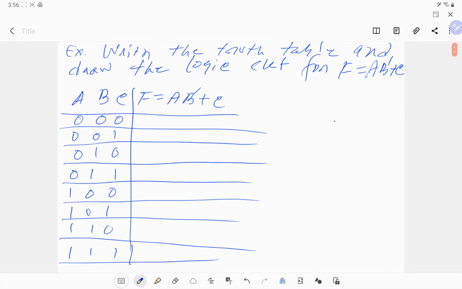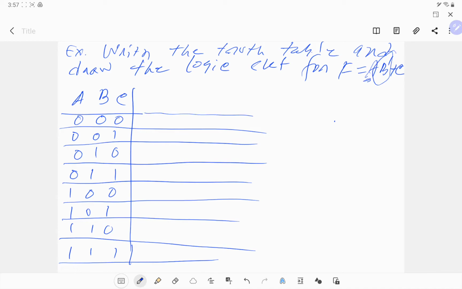Now ab prime gives us 0. We can do it directly. If you are comfortable doing it directly, I'm fine. Or if you are not comfortable, then you can go step by step. Since we are still in the beginning of the class, we would like to go step by step. We don't want to do it directly.